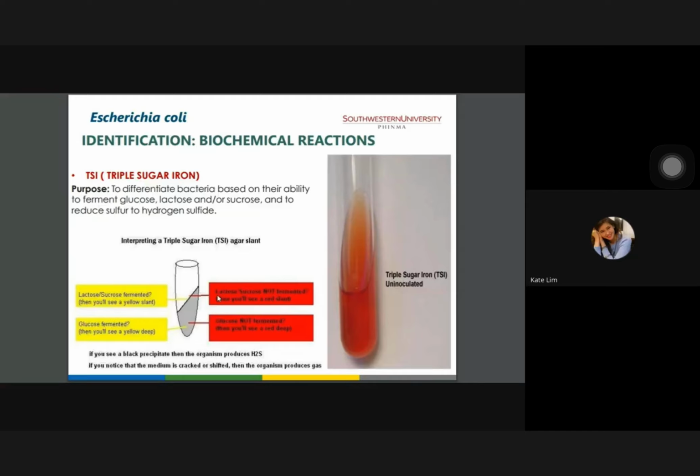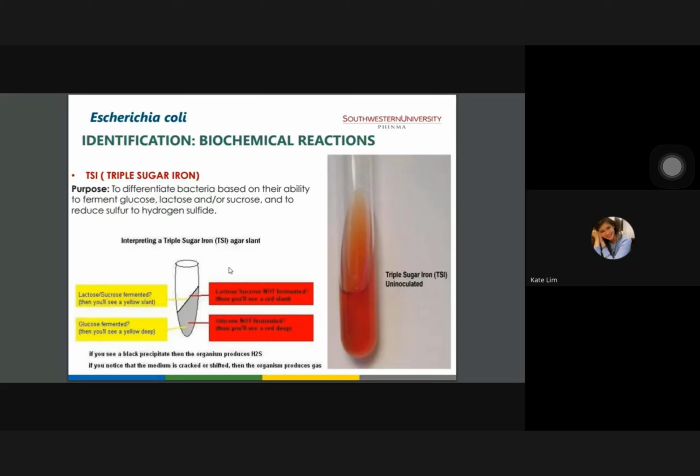Just like with the other agar, since we are going to check the ability of the bacteria to ferment sugar, we need a pH indicator for us to know that the sugar was really fermented. The name of the pH indicator that we are using for TSI is phenol red. If in MacConkey that is neutral red, in the TSI it's phenol red. So what we have here again, you have the sugar, and we have the pH indicator.